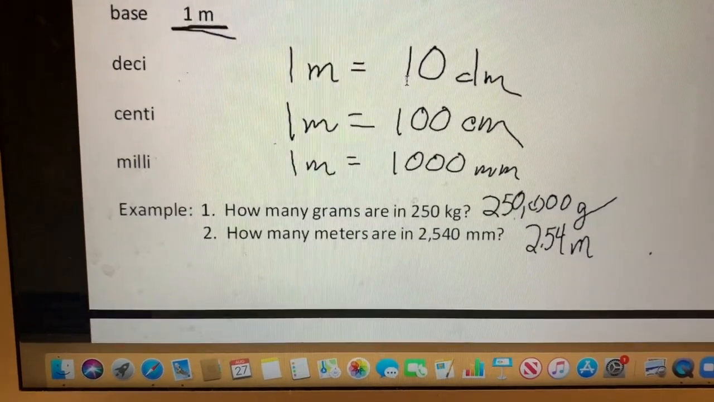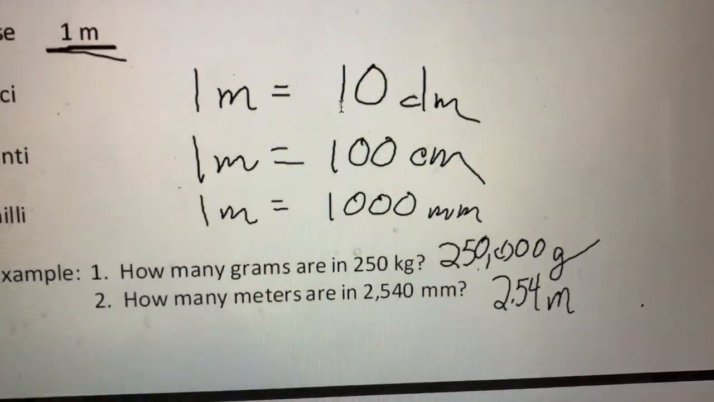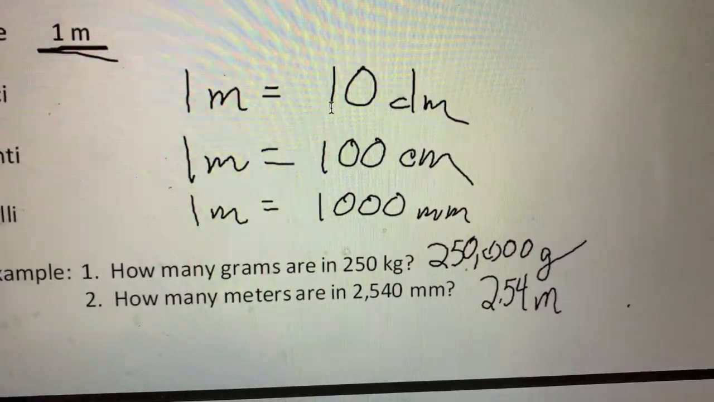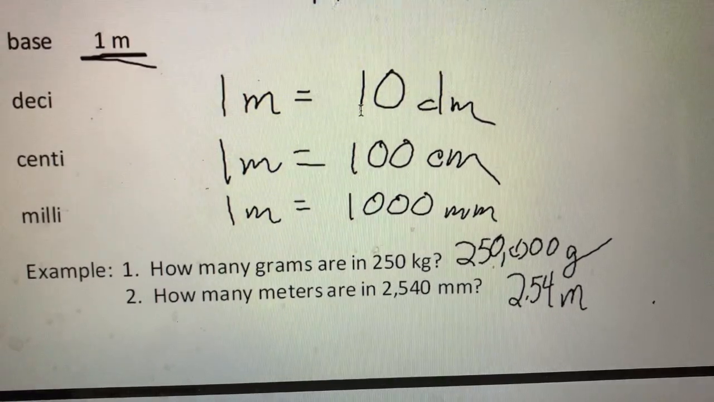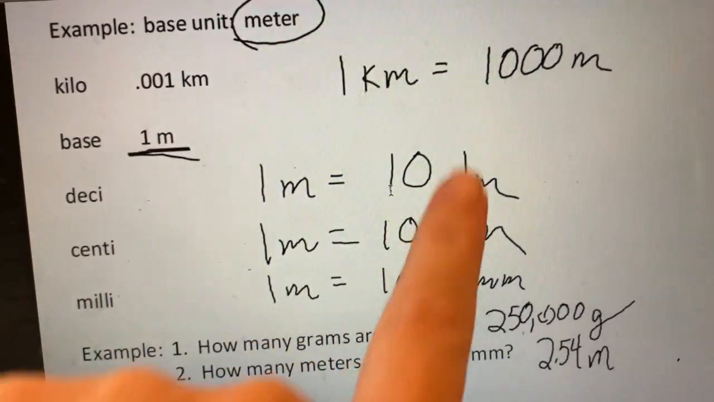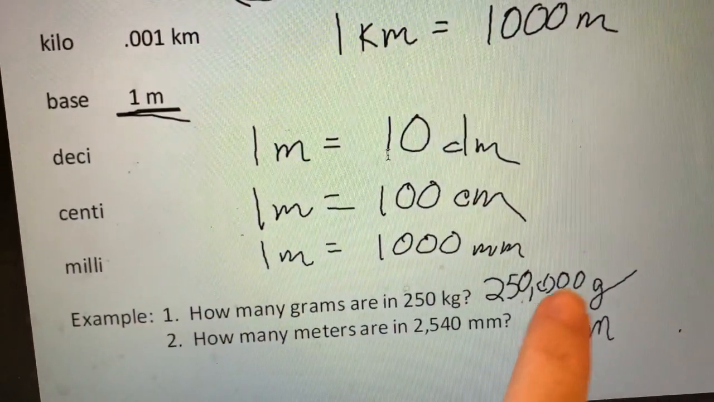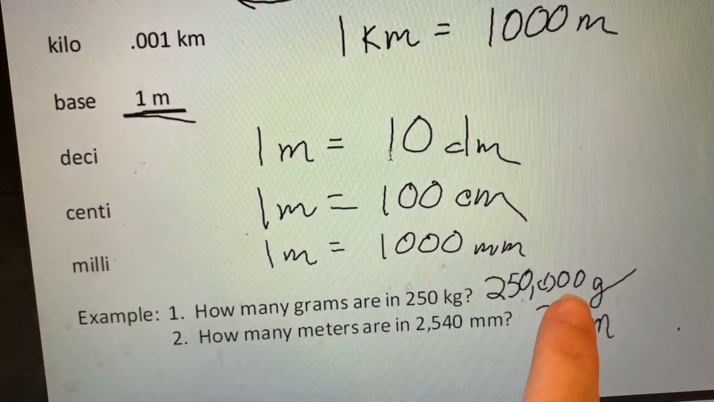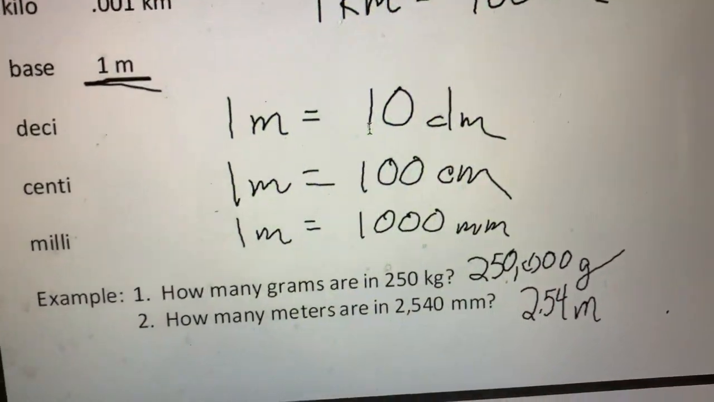All right, so how many grams are in 250 kilograms? Well, I know that a gram is a tinier unit, which means that in 250 kilograms, I'm going to get a lot of grams. There's also ways people like to remember this just doing zeros. There's 1,000 grams in 1 kilo, so I'm just going to add 3 zeros to the 250, and I get 250,000 grams.